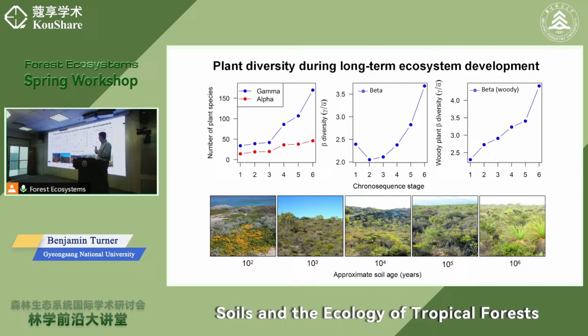this gradient. The gamma diversity, so when we add up the diversity in those plots, the species in those plots for each dune, the gamma diversity increasing from about 30 to more than 150 species. And the beta diversity increasing similarly very strongly across the gradient, both for all species and for woody species. So we find this very clear pattern of increasing plant diversity with increasing soil age. So as phosphorus is declining and becoming very limiting on these old soils, the plant diversity increasing.